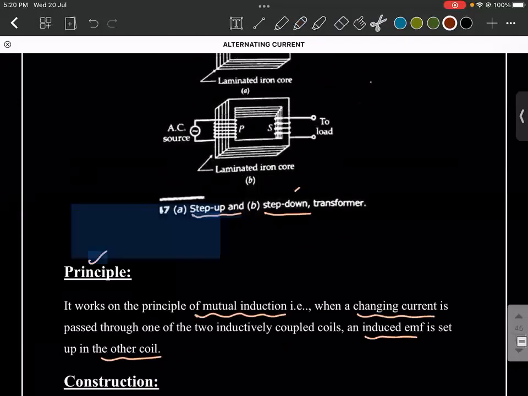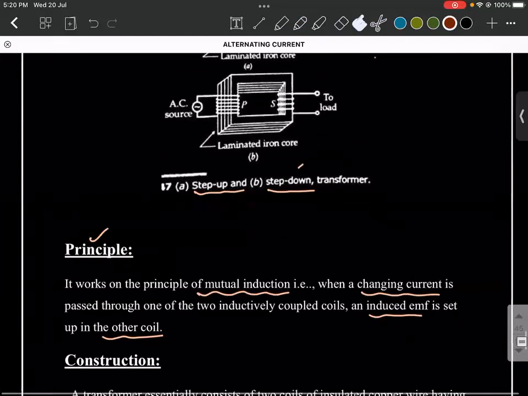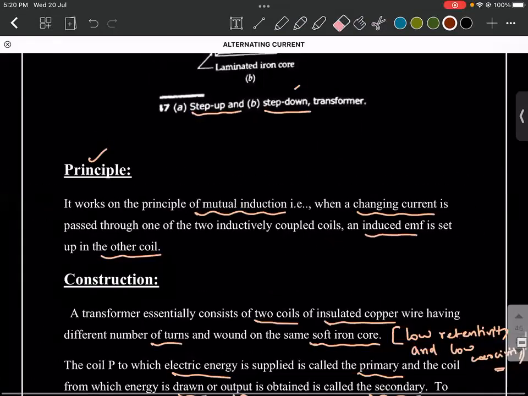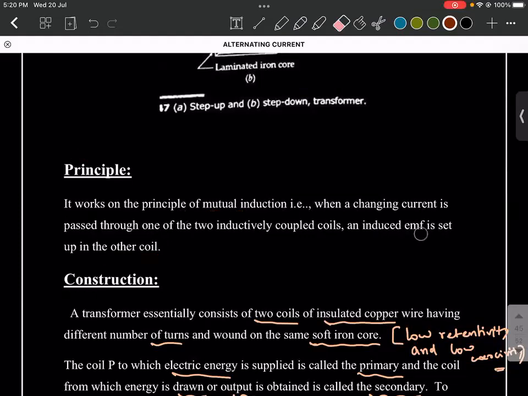Now, the question is, whenever you have any kind of electrical circuit, you need a particular principle on which it works. It is basically working on the principle of mutual induction. So I repeat it. Transformer works on the principle of mutual induction. So what is mutual induction? You already know this.